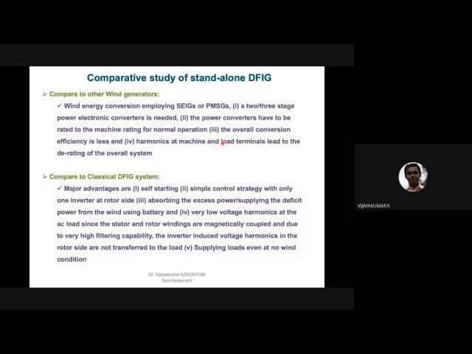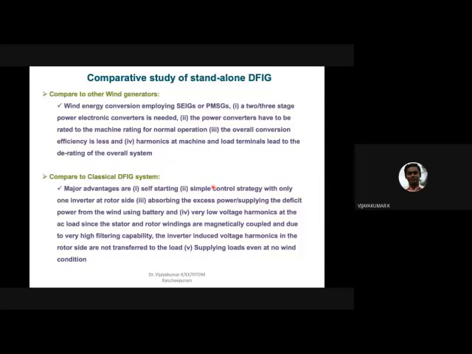This is a macro analysis, and if you come to the micro analysis, then we have to compare with your classical DFIG system, which already has the back-to-back inverter system. With the back-to-back inverter system there is no energy storage, so you cannot do self-starting. But in this proposed one, self-starting is possible.